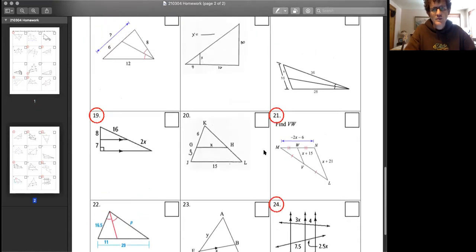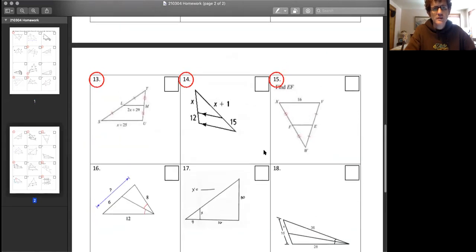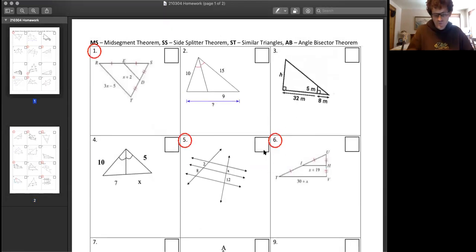What you will need to do is look and determine what's the appropriate theorem for you to use. And what you're going to notice at the top here is that there are 4 options: mid-segment, side splitter, similar triangles, and angle bisector. Now, I did briefly talk about angle bisector just to mention it, but we didn't really learn it, so don't worry about that one. And similar triangles is a little different, and we're not going to worry about that one either. So basically, if we ignore all that, we're either going to be looking for the mid-segment theorem or the side splitter theorem.